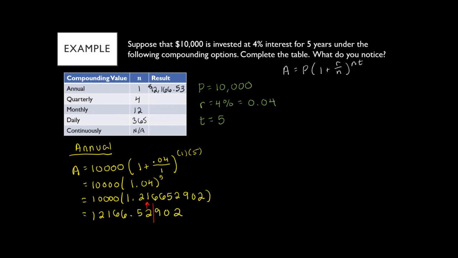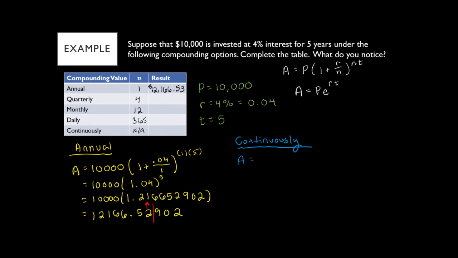Okay. You know what? I'm actually going to do continuously now because that's a different formula, instead of doing the quarterly. I'll show you the quarterly on like Excel or something, but the steps would be the same. So let's do continuously. That formula is A equals P e to the RT. So there is no N in that formula at all.